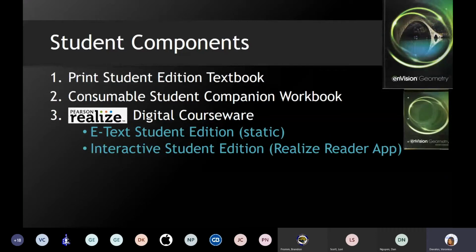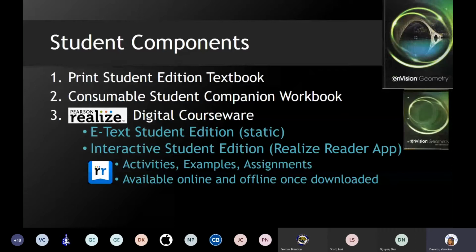This comes in the form of an app, and this app can be downloaded onto the student devices, their cell phones, whatever they have. It also comes directly in the Pearson Realize website if they don't have memory or storage on their device to download it. With this interactive student edition, they're able to actually work out problems, and especially in geometry, they're able to use the tools on there, like the protractor, to better understand those problems.